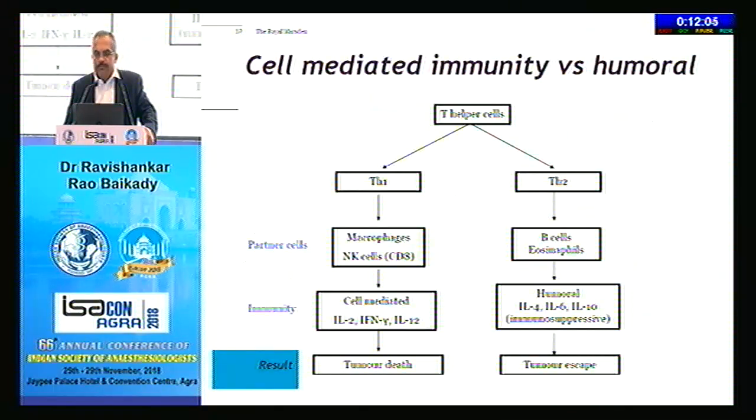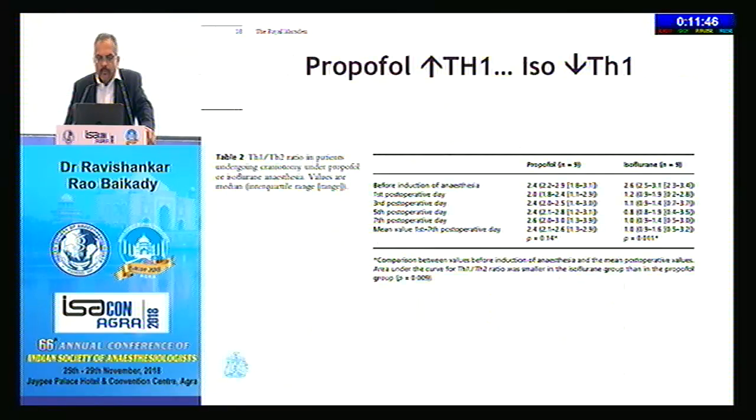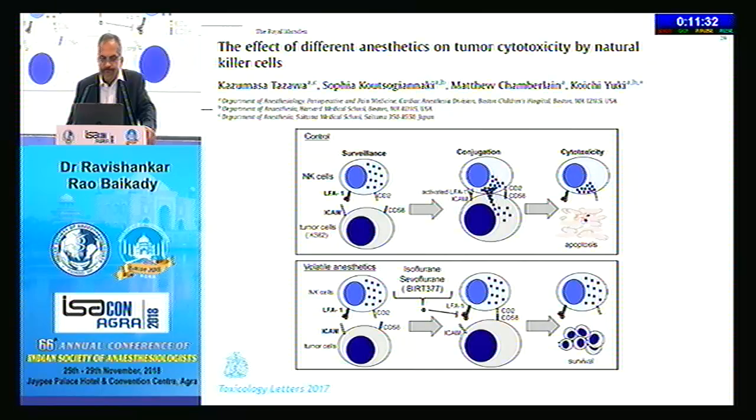What about immunity? We all know that T helper cells play a major role in immunity. Of course, again, I emphasize surgery is an inflammatory process. It's a TH1 and TH2. One favors tumor death and the other favors tumor escape. What happens here? We all know now from the n number of animal studies that propofol favors TH1, that means cell death, whereas isoflurane causes TH1 suppression, that means tumor survival.